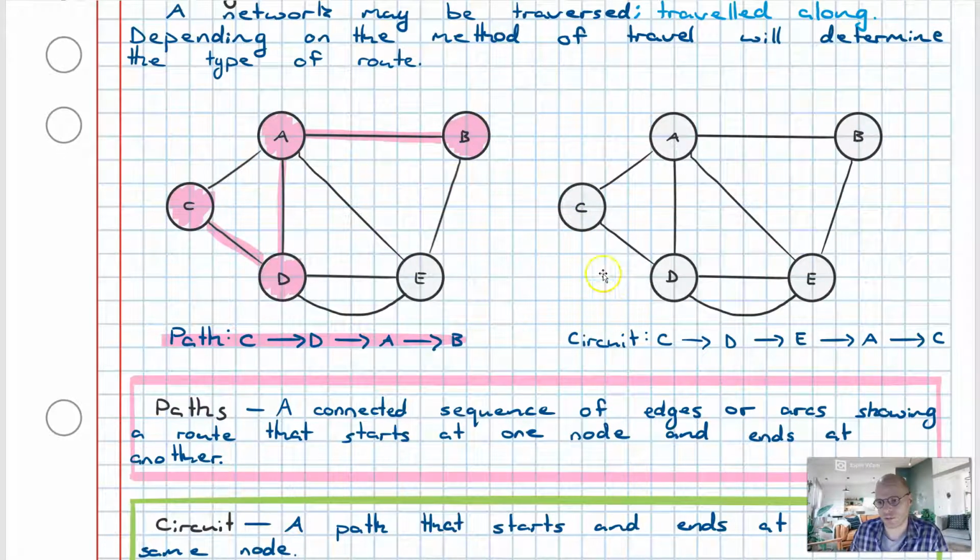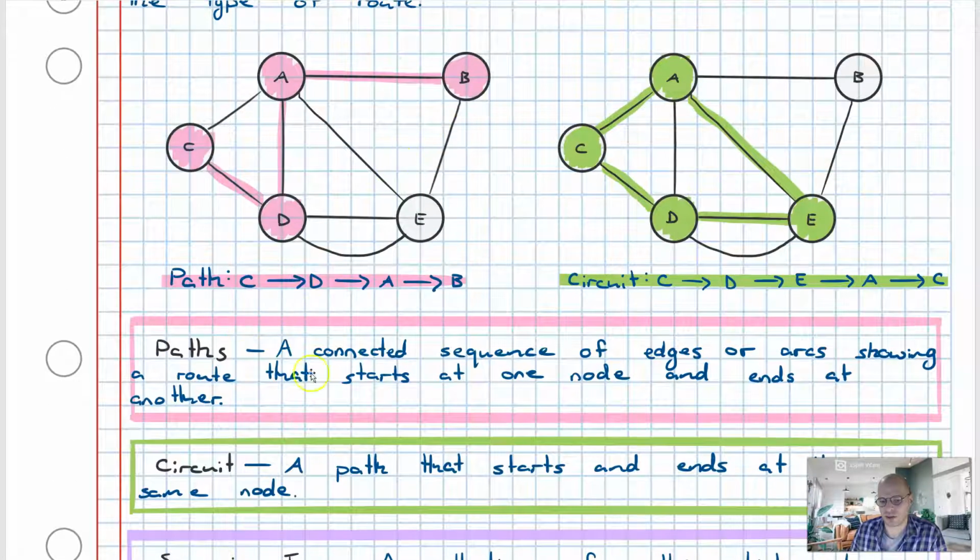Now the second sort of movement we can have across a network is called a circuit. So suppose we start at the node C over here, and from C we move down to D, and from D we move across to E. We can either go this way or we can go that way. It doesn't really matter. We still get to E. Then finally we go back to A before finishing at C again. So what we've got over here is something called a circuit. We call this particular route of travel a circuit because we start at one node and we loop all the way around, finishing at our starting node. So a circuit is simply a path that starts and ends at the same node.